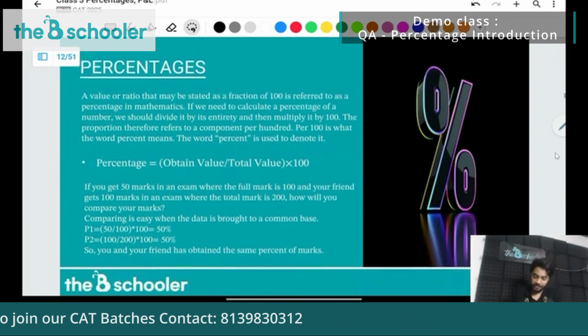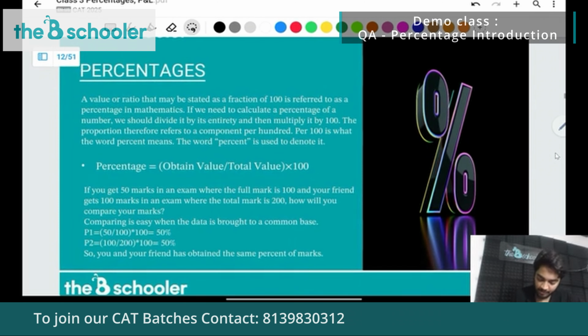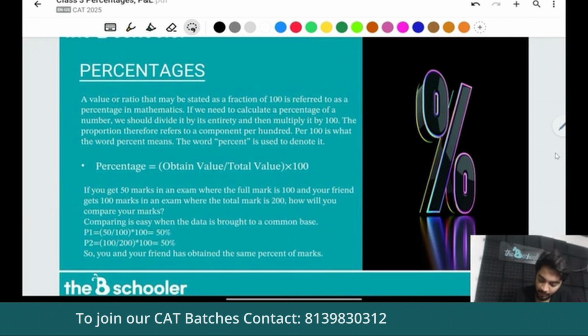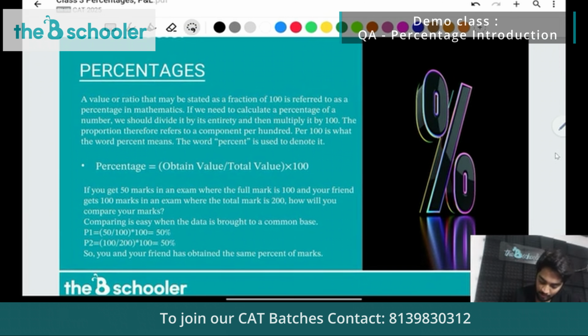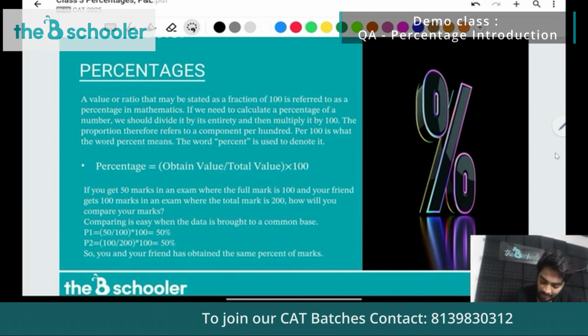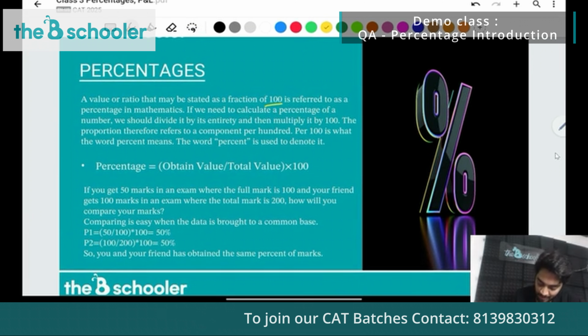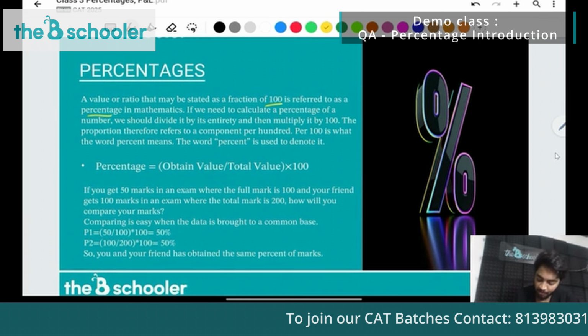ഓക്കെ, ഇനി ഡെഫിനിഷൻ ആയിട്ട് വായിച്ച് നോക്കാം. Percentage: a value or ratio that may be stated as a fraction of 100 is referred to as percentage. As a fraction of 100, അതല്ലേ ചെയ്തുകൊണ്ടിരുന്നത്? ബേസ് 100, that is denominator 100 ആക്കുമായിരുന്നു as a fraction of 100.